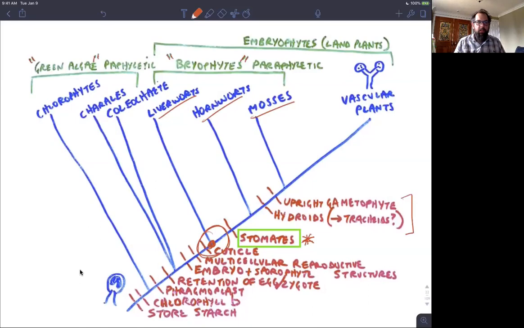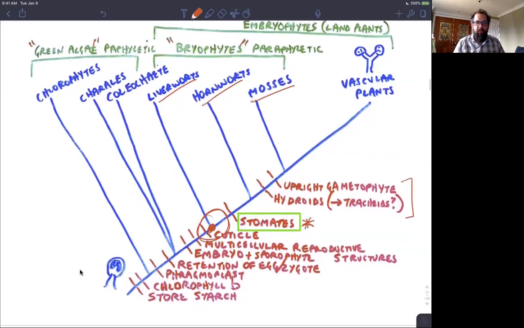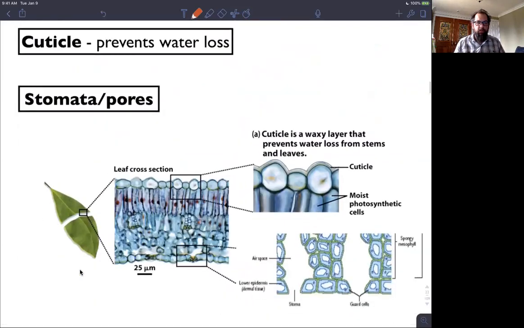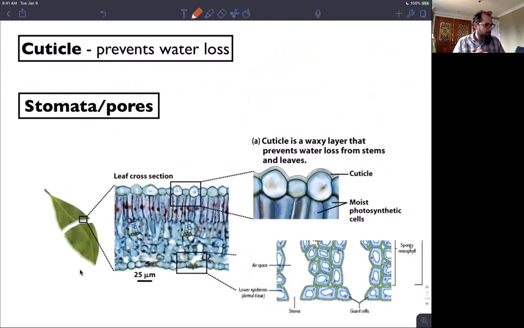Okay, so let's take a look at some of those characters, starting with the stomata. Stomata and pores are basically holes in the plant body. And why do we need those? You remember that we have the cuticle as one of our land plant synapomorphies.